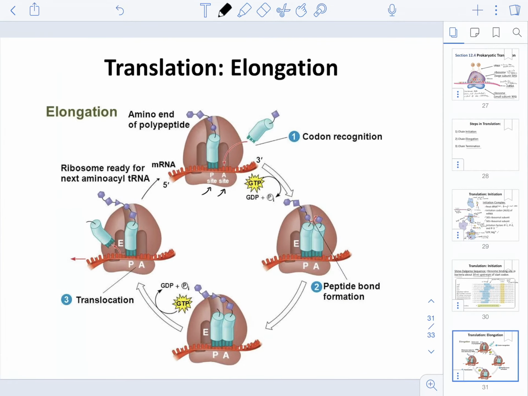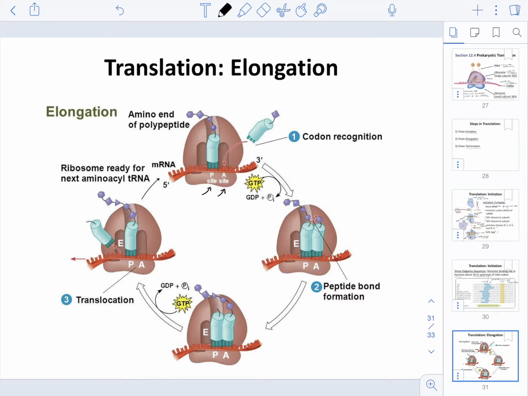Let's continue talking about the elongation phase during translation. As I mentioned before, once we have the large subunit and small subunit bound to our mRNA, and we already have that first tRNA with the amino acid present, let's establish that in the ribosome we're going to have 3 specific sites in which chemistry will be occurring.